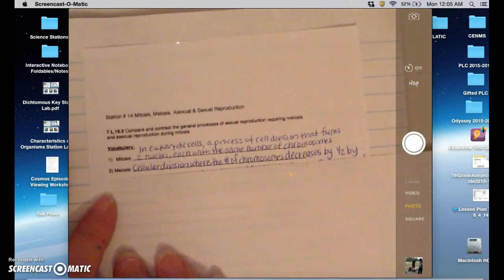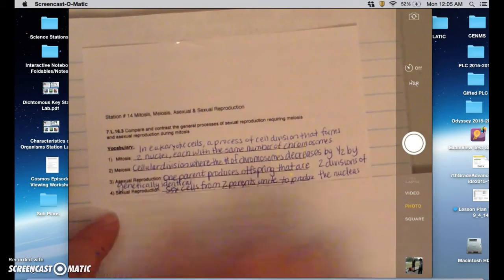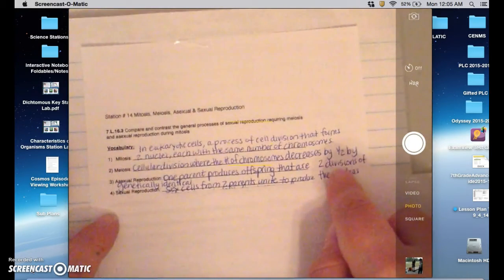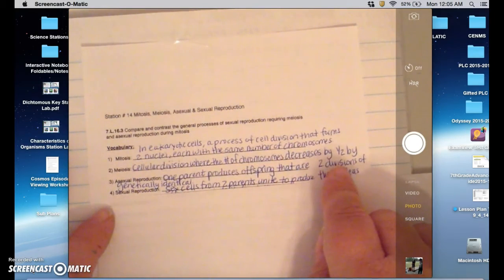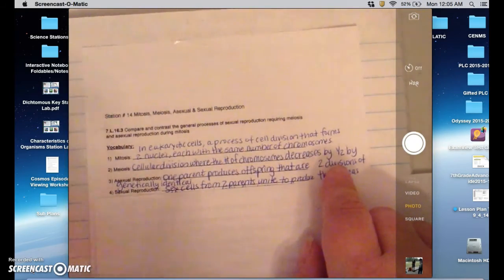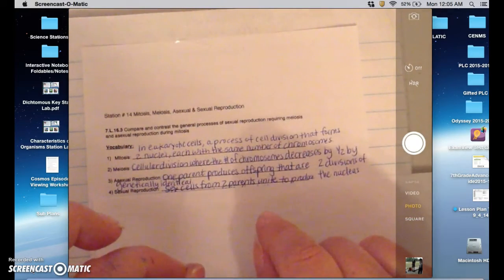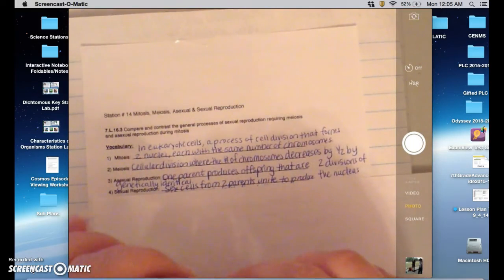Meiosis is cellular division where the number of chromosomes decreases by half, by 2 divisions of the nucleus. So it continues over here. In meiosis, you're going to have the number of chromosomes decrease by half, and that is because meiosis is used in sexual reproduction. So you have traits or DNA from your mom, and you've got DNA from your dad. So that's why you have half of the number of chromosomes when it comes to meiosis and cellular division.